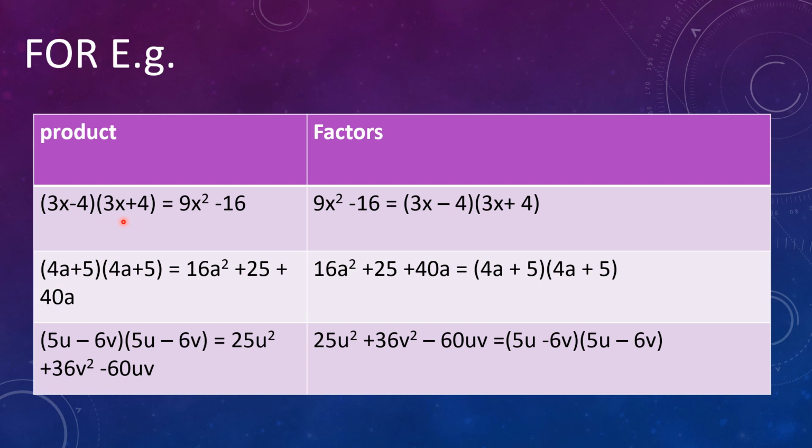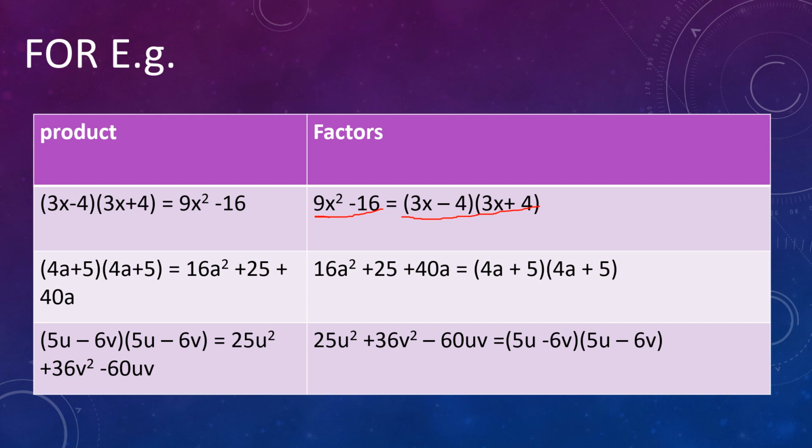If you multiply 3x minus 4 and 3x plus 4, you will get 9x square minus 16. But if I ask you to factorize 9x square minus 16, then the factors would be 3x minus 4 and 3x plus 4.